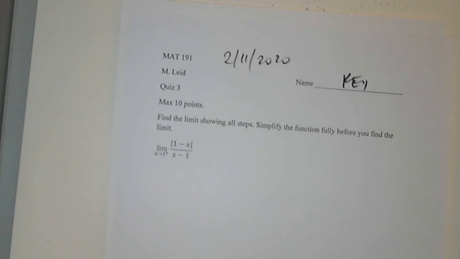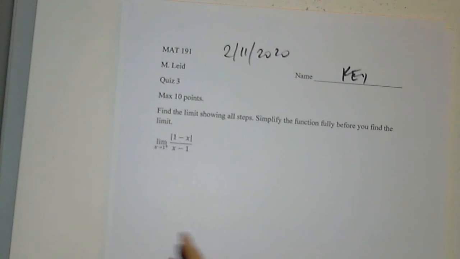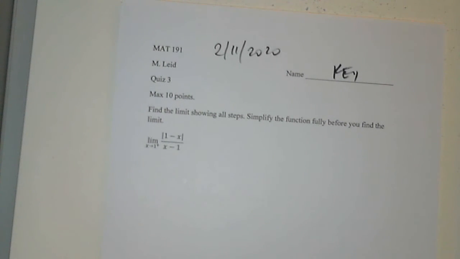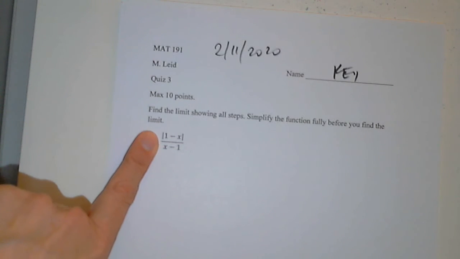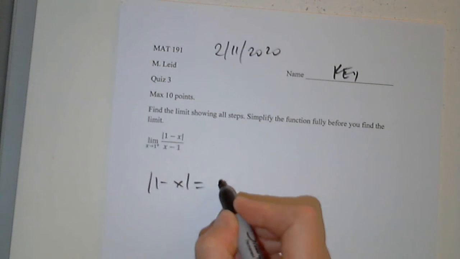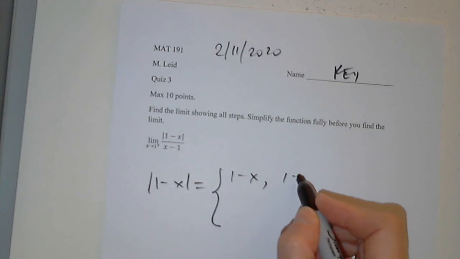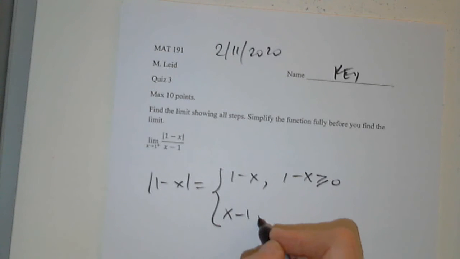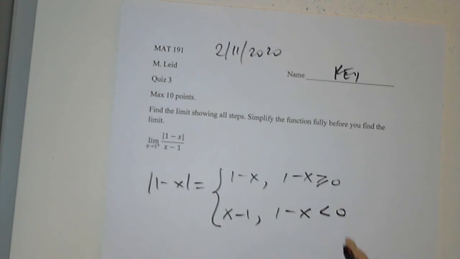So we are given this limit and we're asked first to simplify the function. Forget about the limit for a moment. Where do we start? Where is the starting point? We are asked to simplify the function. Of course, the absolute value of 1 minus x has two options: 1 minus x if 1 minus x is greater than or equal to 0, or the opposite of this when 1 minus x is less than 0. So this is my starting point, no matter what I do.